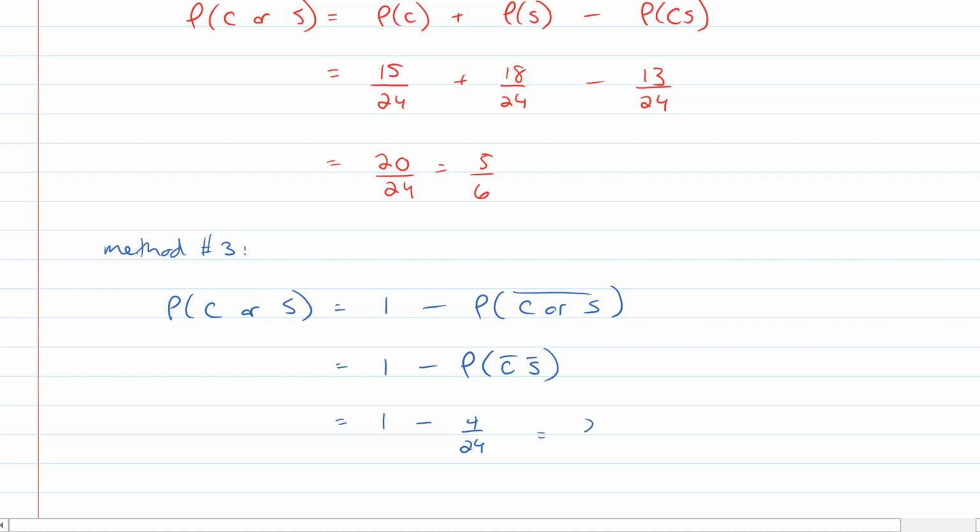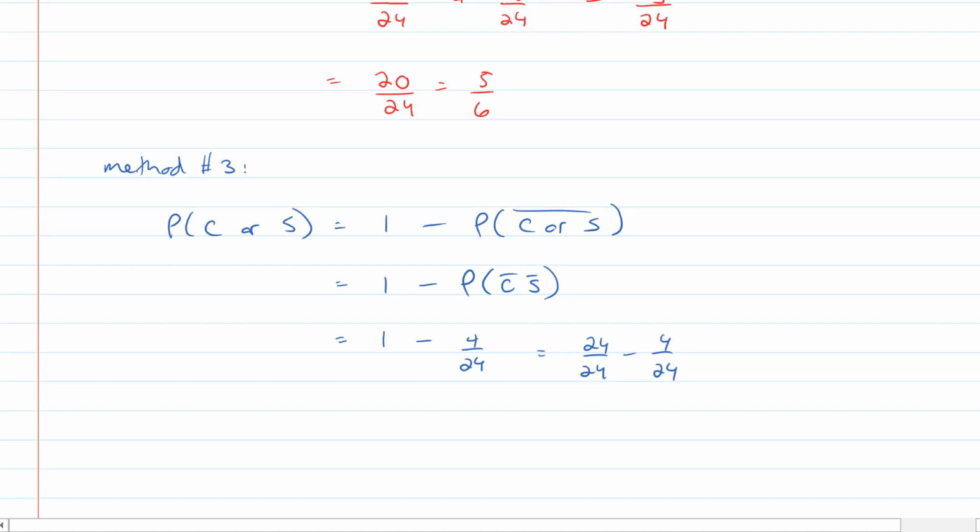Doing a little fraction work, this is 24 24ths minus 4 24ths, and that gives us 20 24ths equals 5/6 as before. So there you have it. Many different ways of coming up with the same answer.